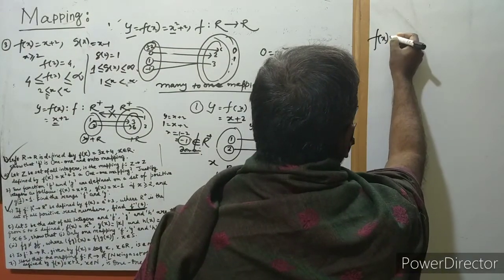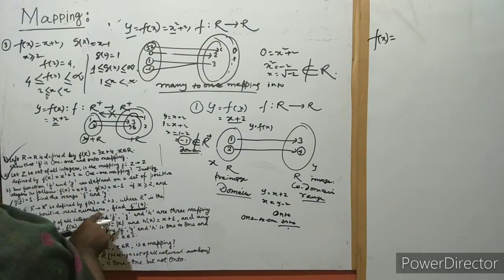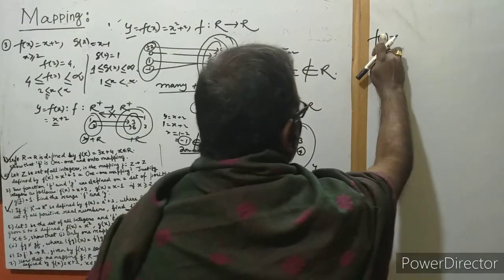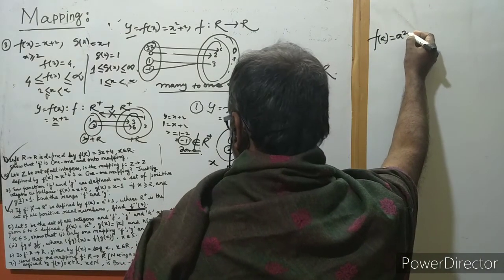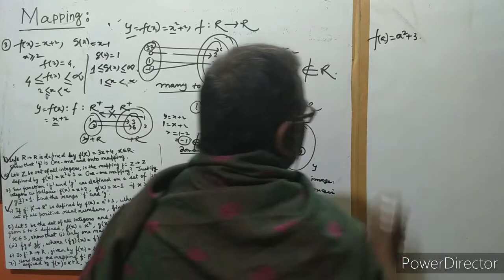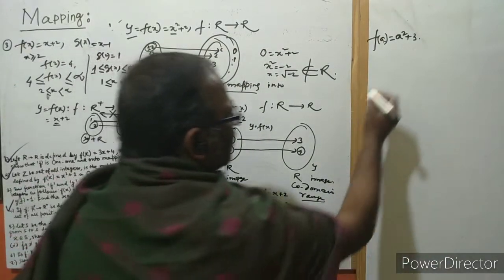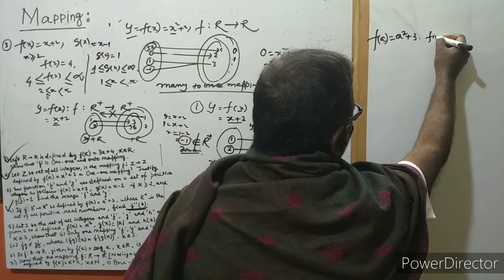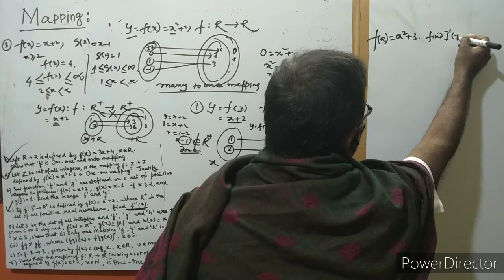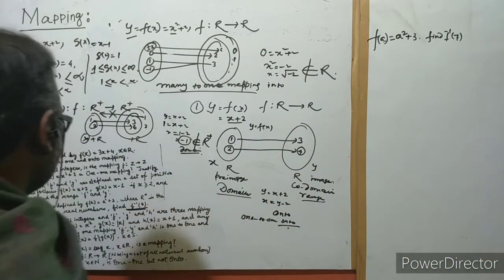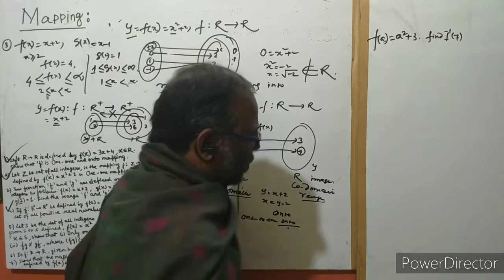f of a, same question, is a square plus 3. Here we find f inverse minus 7. Find f inverse minus 7. Sorry, this is only 7, not minus 7. I wrongly read f inverse. So what is f inverse?